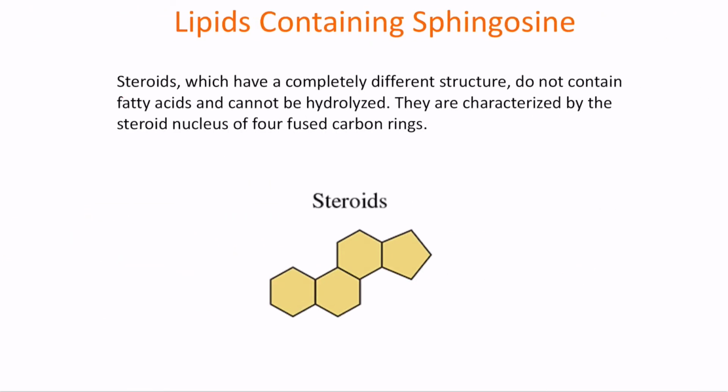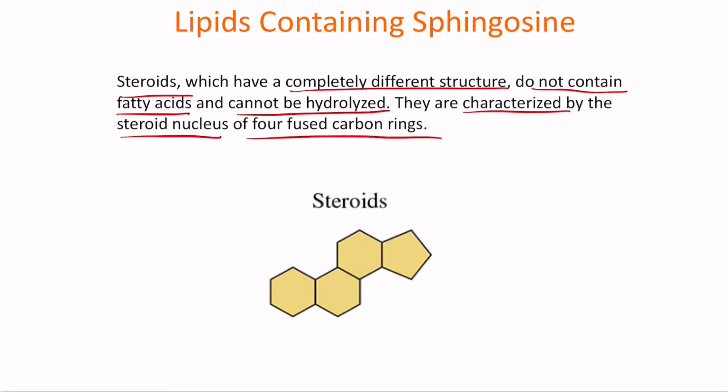The other ones are steroids. Steroids have a completely different structure, do not contain fatty acids and cannot be hydrolyzed. We can characterize them by their steroid nucleus containing 4 fused carbon rings. You have 3 hexagonal carbon rings and 1 pentagonal carbon ring. This is the base structure for any steroidal molecule. Examples of steroids are testosterone and progesterone. These are natural steroids in your own body.